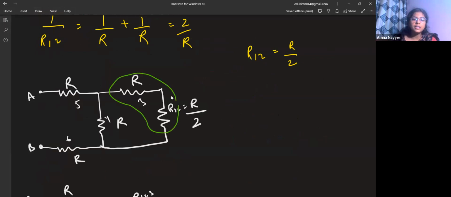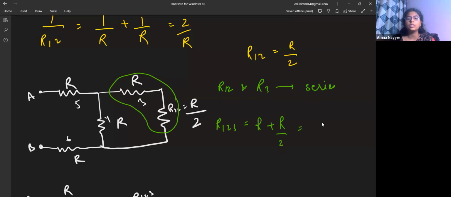R12 with R3. See, coming to R12 with R3, you can see R12 and R3 are connected by a single simple wire. So they are connected in series combination. If they are connected in series combination, R123 means R12 with this third resistor, their combination. You will just add it. That becomes R plus R by 2, which is 3R by 2.